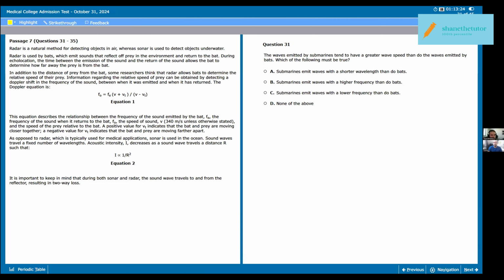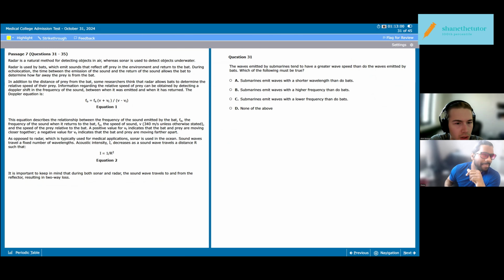Radar is a natural method for detecting objects in air, whereas sonar is used to detect objects underwater. Radar is used by bats, which emit sounds that reflect off prey in the environment and return to the bat. During echolocation, the time between the emission of the sound and the return of the sound allows the bat to determine how far away the prey is from the bat. In addition to the distance of prey from the bat, some researchers think that radar allows bats to determine the relative speed of their prey.